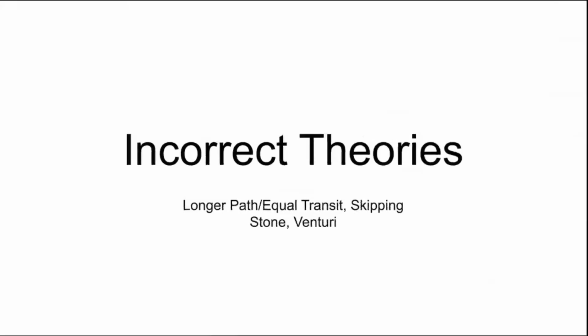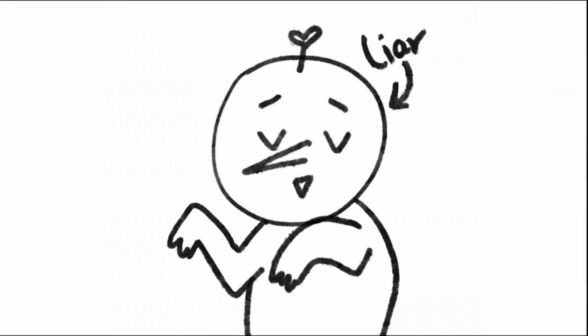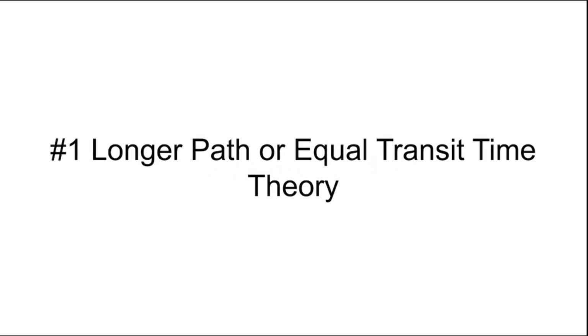Let's talk about incorrect theories. Longer path or equal transit, skipping stone, and Venturi theory. It's okay. The theories are not that hard to learn. Ha! Psych! Okay, so moving on, lift controversies. And number 1, longer path or equal transit time theory.